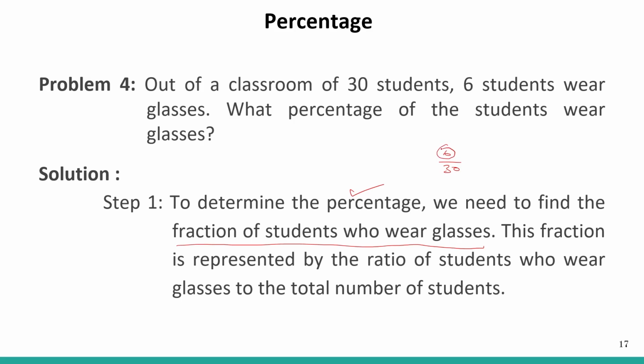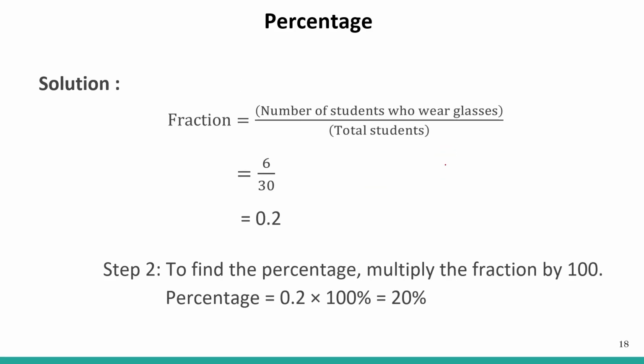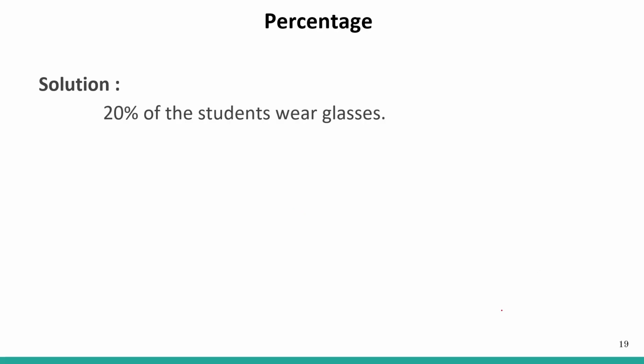So this much amount of students wear glasses and this much amount of students are there in the class. So the fraction is equal to the number of students who wear glasses by total students. That will be 6 by 30, that is 0.2. Converting this fraction to a percentage, we multiply by 100. So we multiply 0.2 with 100 and we are left with 20%. So 20% is the final answer. So 20% of the students in the class wear glasses.